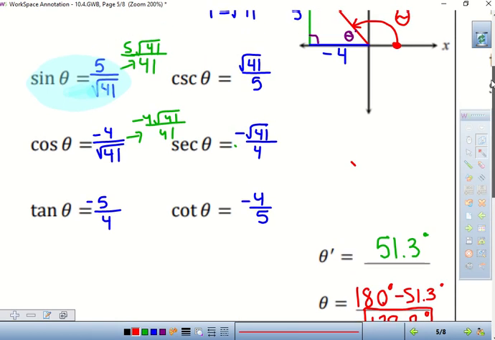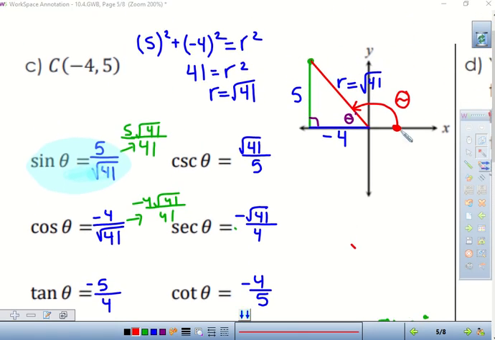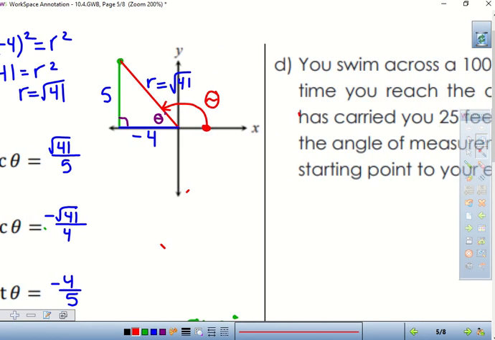Alright. So, see how this theta prime and theta form a 180 degree angle together? So to find theta, we would just do 180 minus theta prime, which would give me the rest of the angle. Basically they're supplementary. Okay? Does everybody see that? Alright, you ready to try a real world problem using this concept? Yeah. Okay.